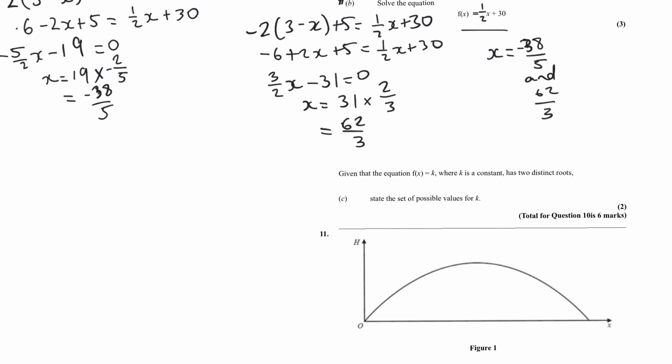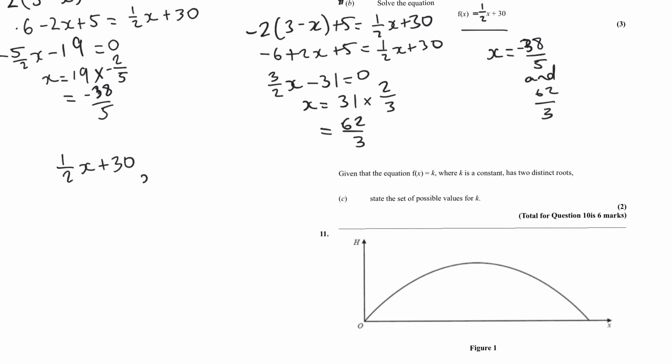So in part C now, it says given that the equation f of x is equal to k, where k is a constant, it wants us to work out the set of values for k. So because we worked out the two values of x, aka our two distinct roots, we are now going to substitute that into the easiest formula, which would be the half x plus 30. Substitute the two values of x, and that's going to give you the two values of k. So then we would be able to create a set for the values of k.